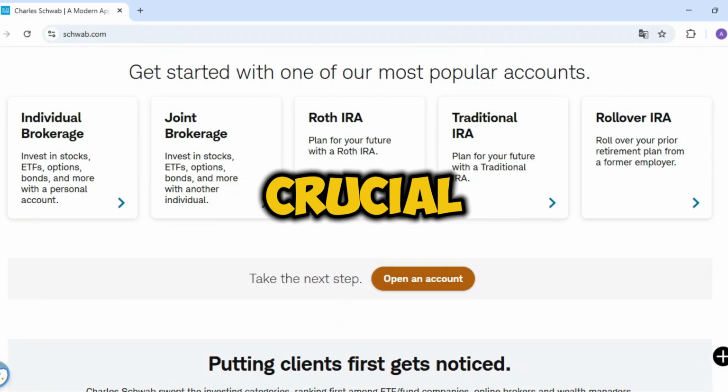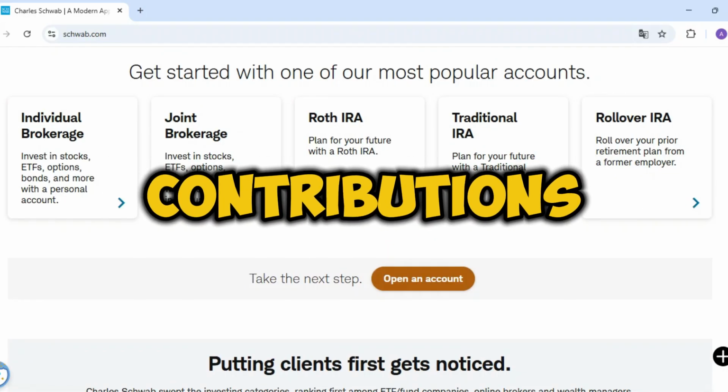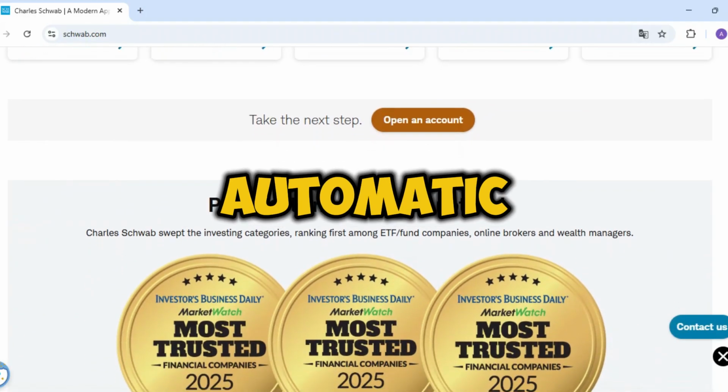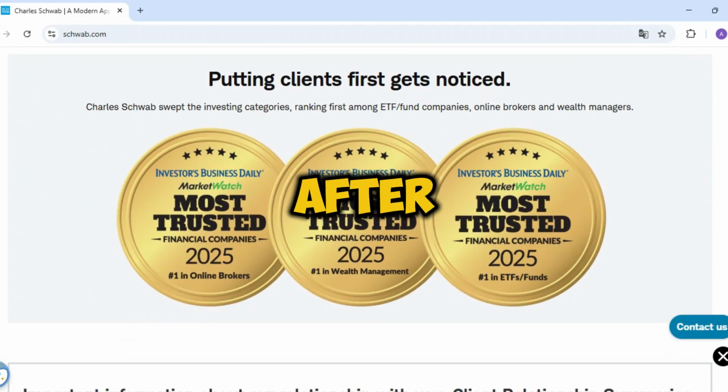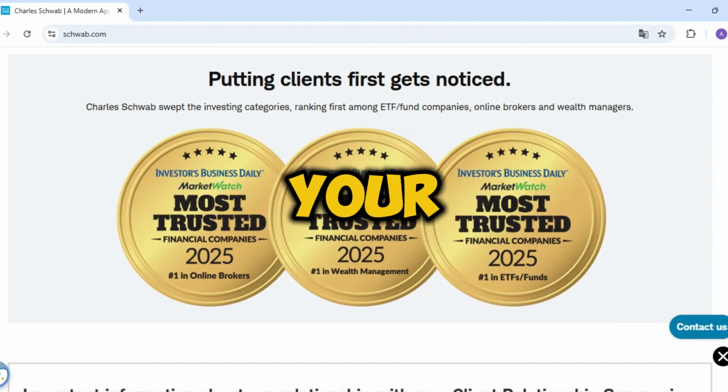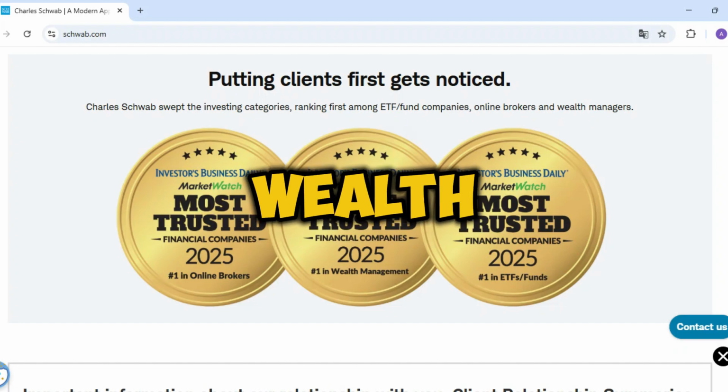And that leads to my crucial pro tip: schedule contributions right after payday. Set your automatic transfers to occur a day or two after your paycheck deposits. This makes investing a non-negotiable part of your budget, which is the key to long-term wealth building.